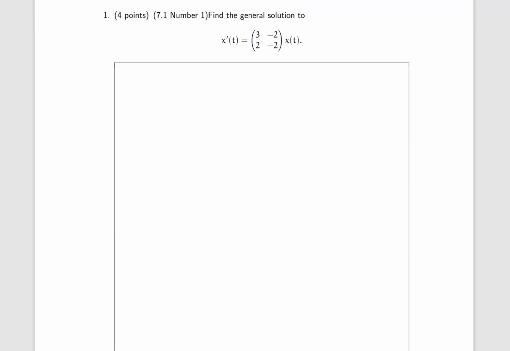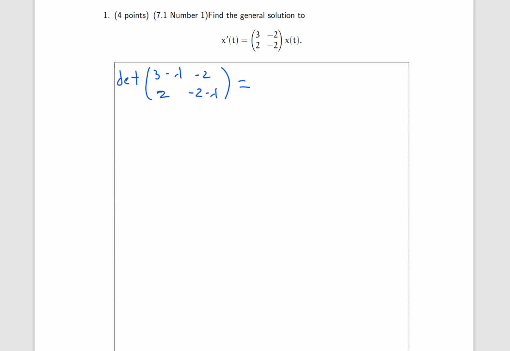We have this system of differential equations that we want to solve. The first step is we need to find the eigenvalues and eigenvectors, and that's going to dictate what the next steps are. And to find the eigenvalues and eigenvectors, we first need to find the eigenvalues. And the eigenvalues are just going to be the zeros of the determinant of this matrix, 3 minus lambda, minus 2, 2, minus 2 minus lambda.